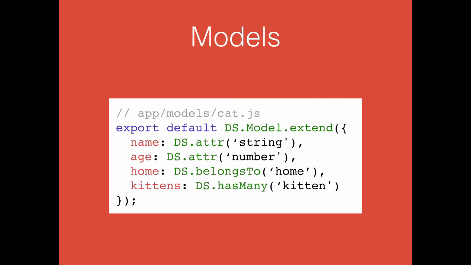All right, so to create models, there's just another class, and I basically define some attributes and their types, and possibly some relationships. Like a cat belongs to a home, and that cat can have many kittens. These correspond to other models, so home would be another model, and kitten would be another model.